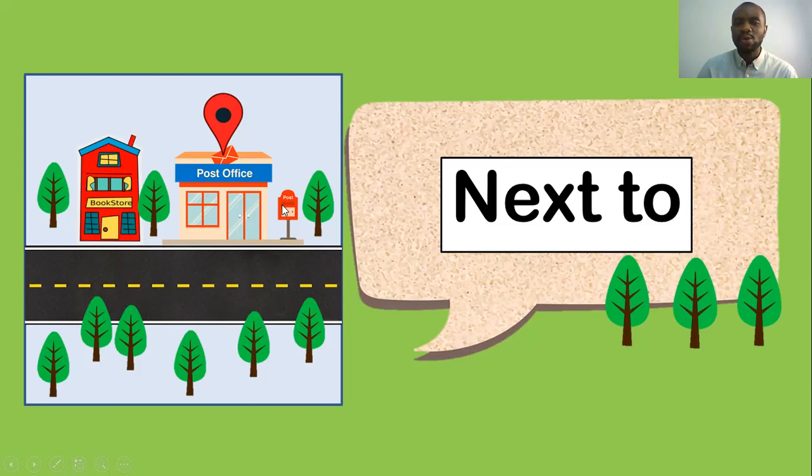This is a post box. This is a post office. This is a bookstore. The bookstore is next to the post office. The post office is next to the post box. The post box is next to the tree. Next to. N-E-X-T, next to. We have to know next to when we are giving directions.